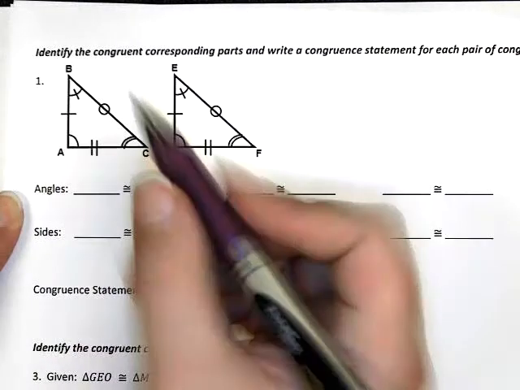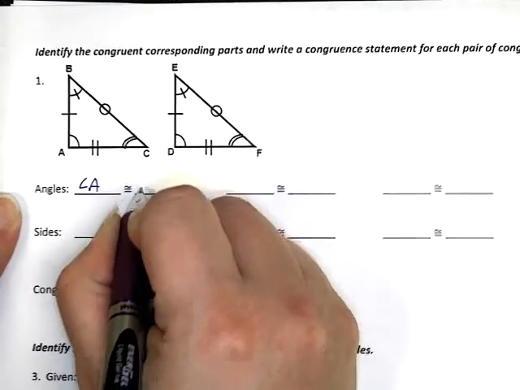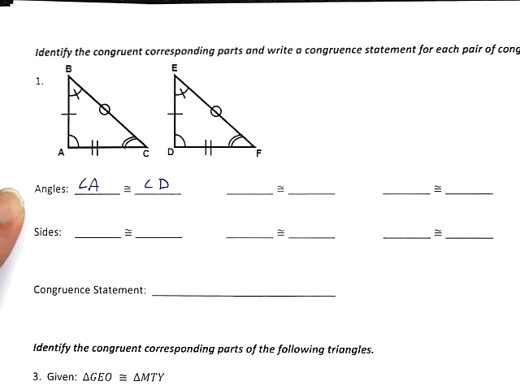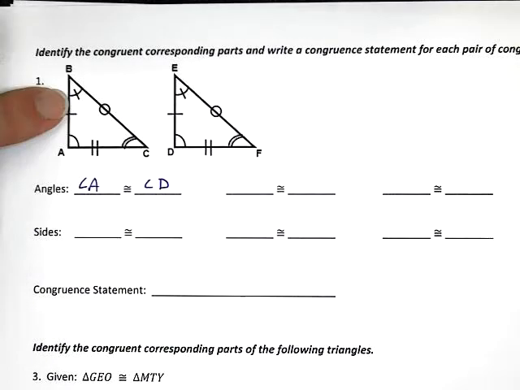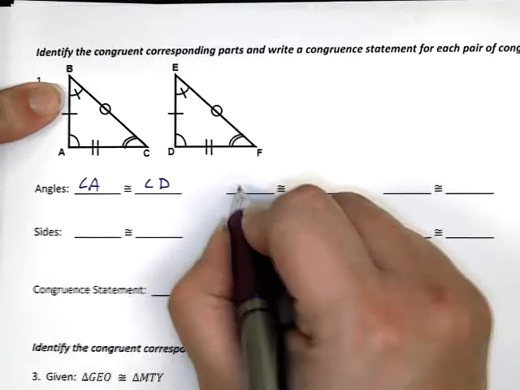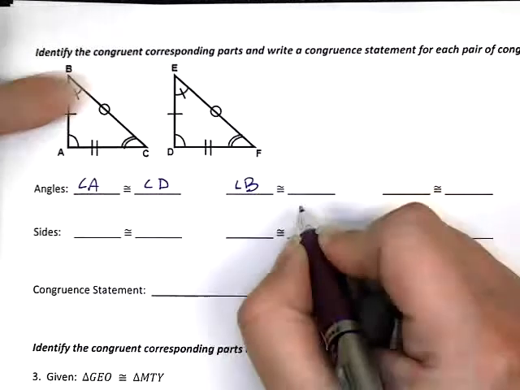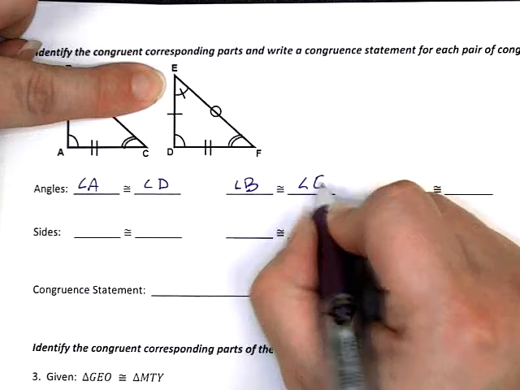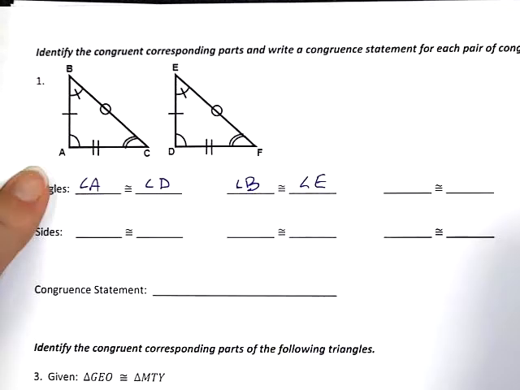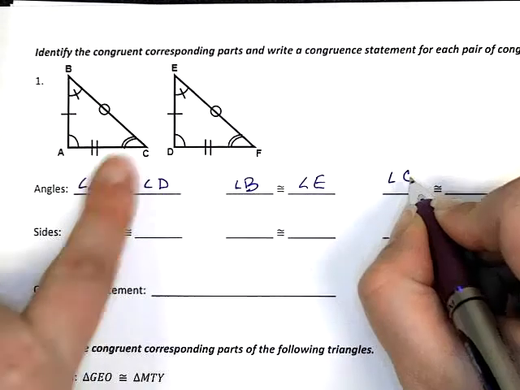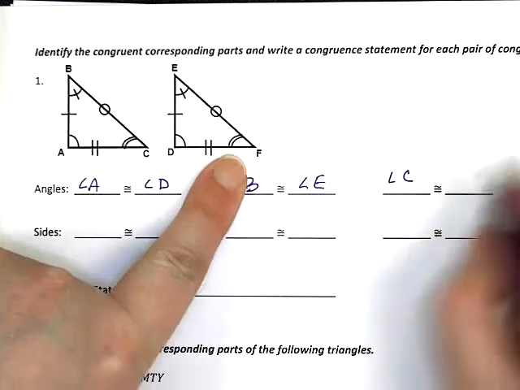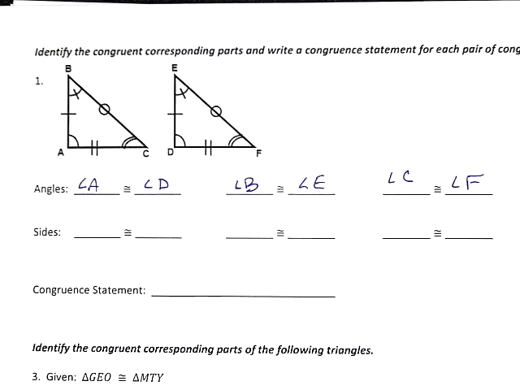All right, so angle A is congruent to angle D. And then if I look for the one that's got another arc mark here, so how about angle B? And then over in this triangle, we've got angle E. And the last set would be angle C. That's got 2 arc marks, and angle F has 2 arc marks. Easy, right? Then look at your sides.